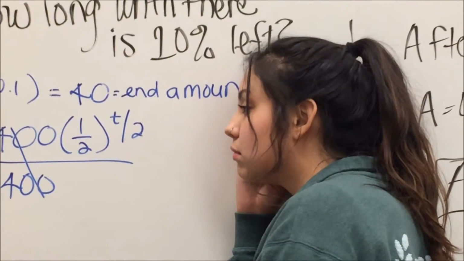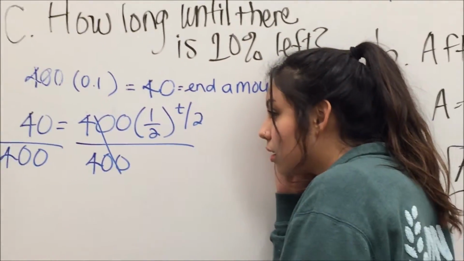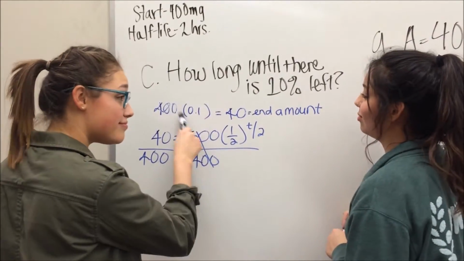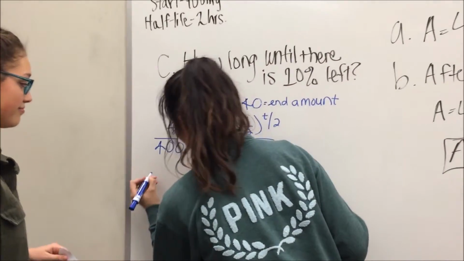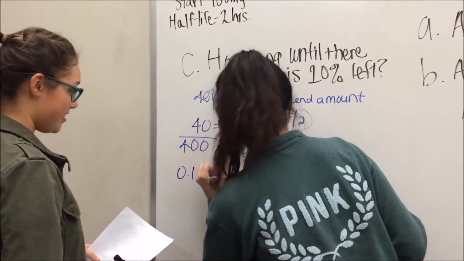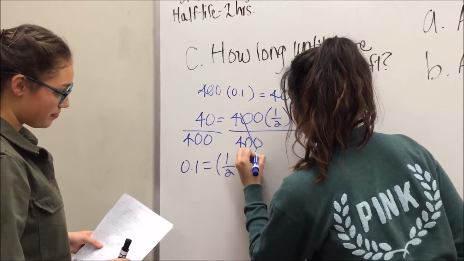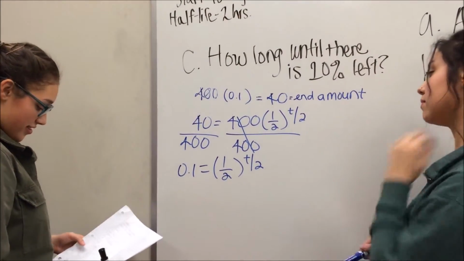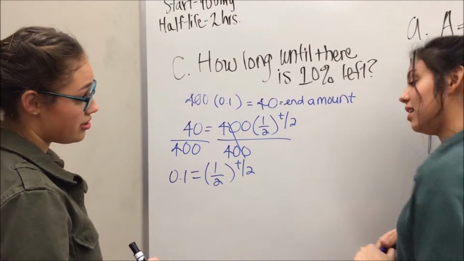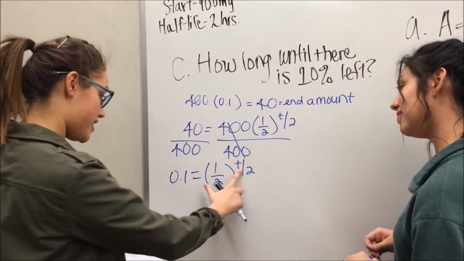So, what's 40 divided by 400? I don't know. I have a headache. Oh yeah, I forgot you have a headache. You just did it right here. 0.10. 0.1. Yeah. Yes. Okay, so then remember the logs that you did last week? Okay, so just use your logs to figure out what t is.